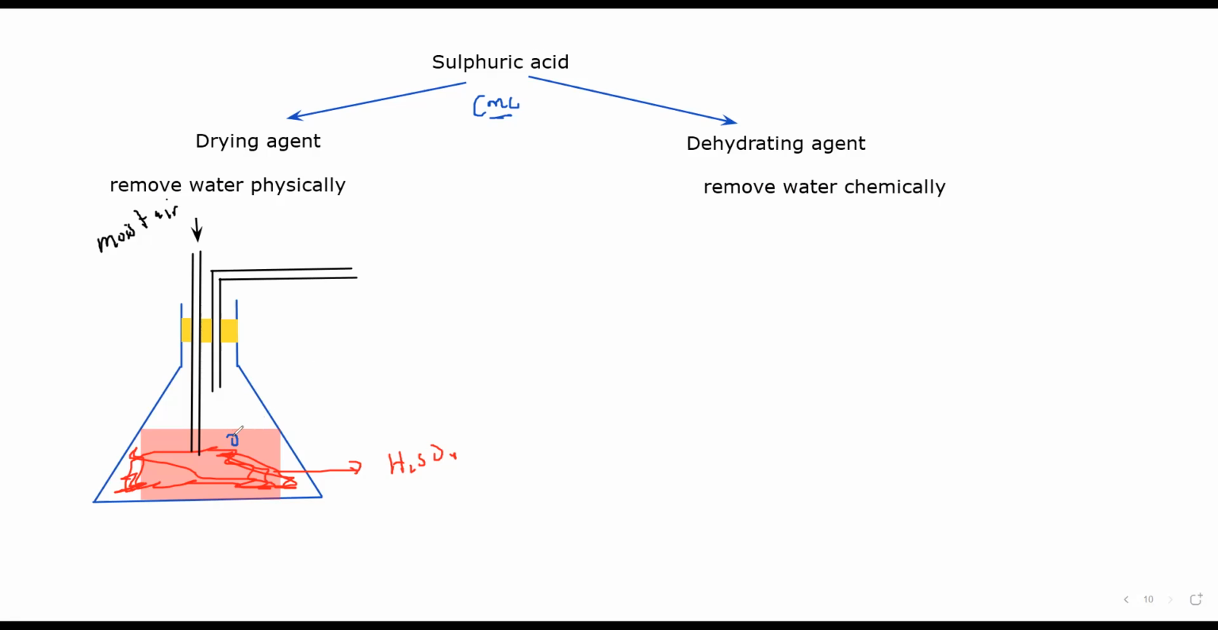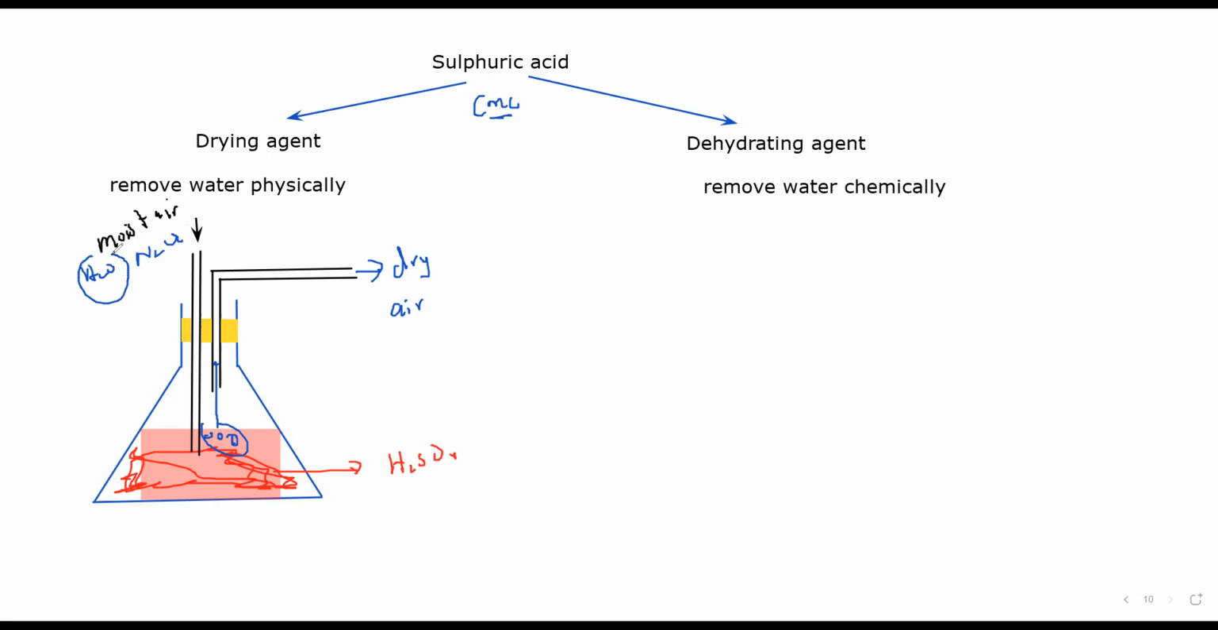The water molecules mix with sulfuric acid, so sulfuric acid will become dilute, and the air which does not dissolve will escape, and at the end what we have is dry air. So this is a physical change. There is no chemical reaction here. Only the water molecules are removed or absorbed by the sulfuric acid, but you cannot write any chemical equation for this because it's a physical change.